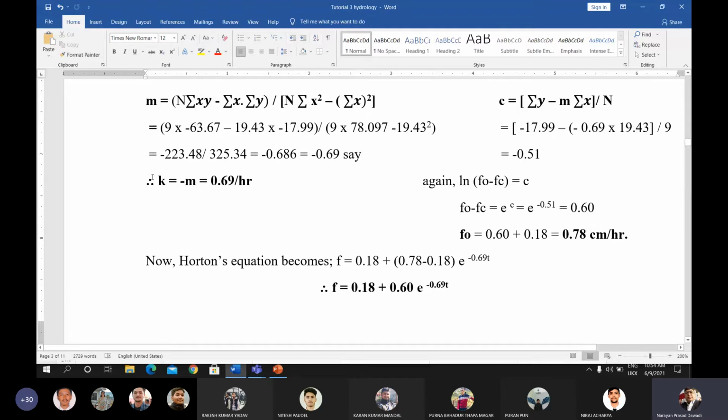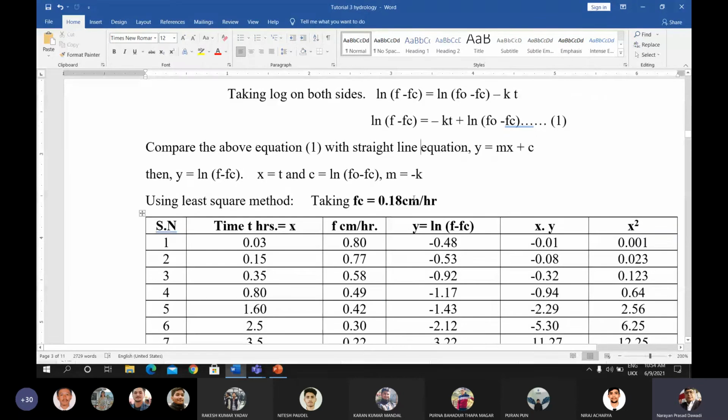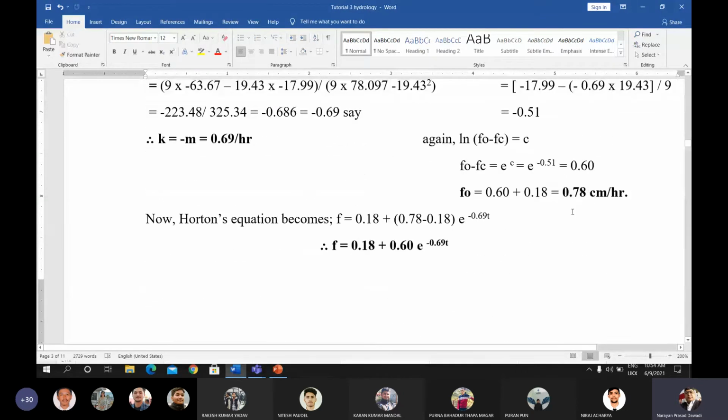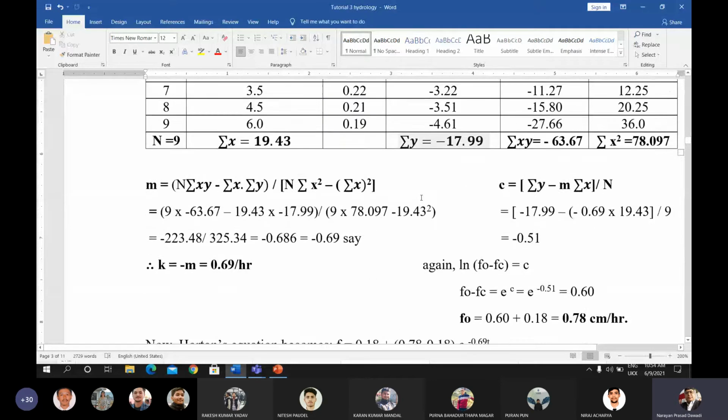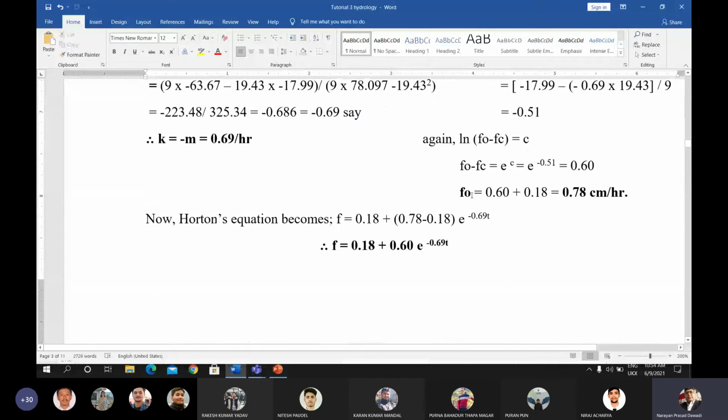Now you determined the value of k, you determined the value of f naught, you took the value of fc as 0.18, and all the variables of Horton's equation are known. Now according to the time duration, the infiltration rate will change accordingly.